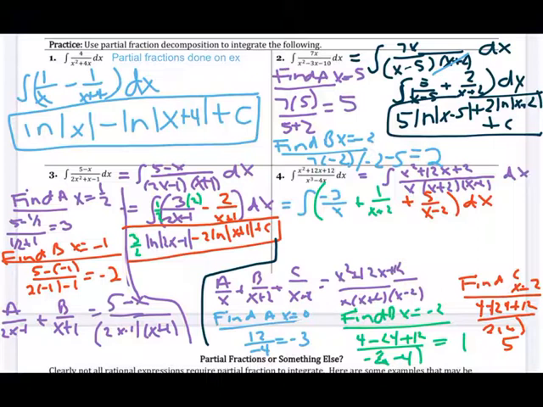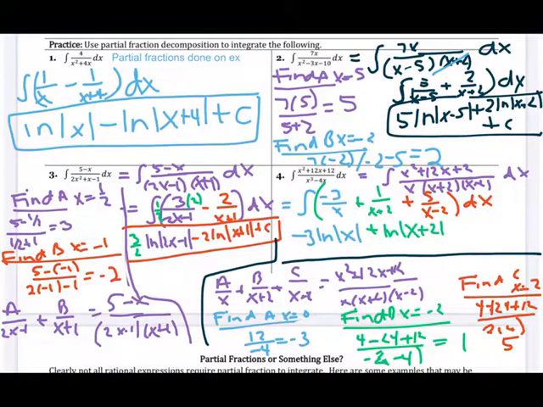So once you find A, B, and C, which I have done in this bottom corner section, you're going to get the integral of negative 3 over x plus 1 over x plus 2 plus 5 over x minus 2. And we're going to have a whole bunch of natural logs happening here. This is going to be negative 3 natural log of the absolute value of x plus the natural log of the absolute value of x plus 2 plus 5 natural log absolute value of x minus 2 plus c. So there's our final answer. I apologize, this is so sloppy.